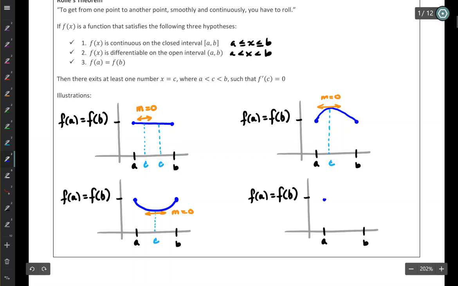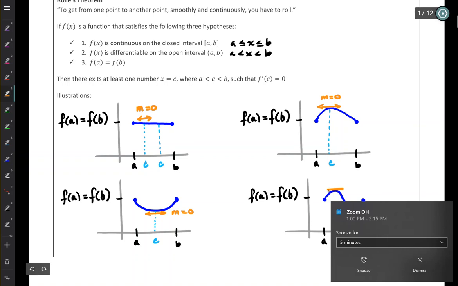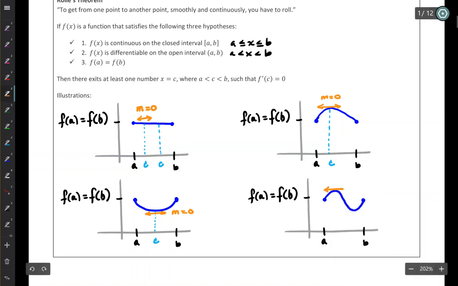Our last case is maybe the function starts off increasing, maybe it decreases, eventually it's going to have to increase again. You could do this more than once. In this case, there are more than one places where the derivative is 0. And they happen, again, at x values strictly between a and b. Right? And those are all the cases.